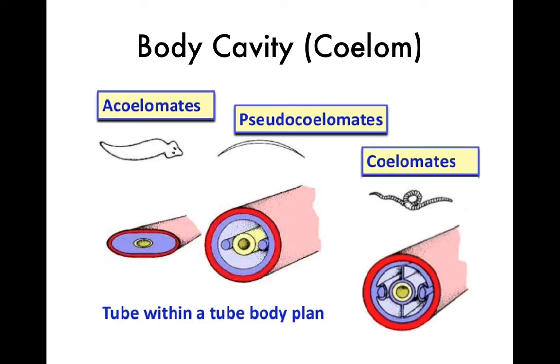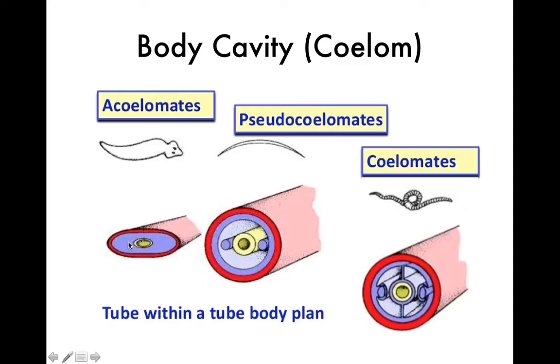So acoelomates are typically very small and very flat organisms because they have to be able to nourish all of their cells and get oxygen to all of their cells. In order to do that, it's very difficult to do without any spaces inside of the body to move those resources around. So flatworms, for example, are a good example of acoelomates.